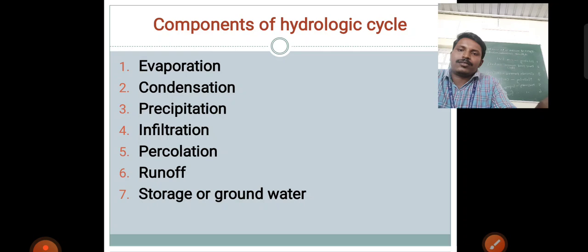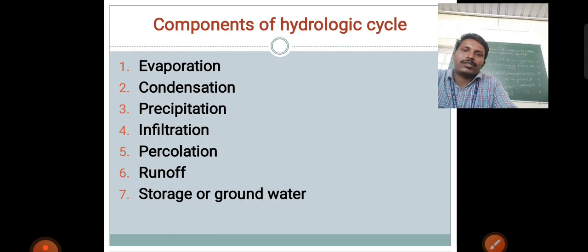Last one, storage. The water is finally stored from the runoff. All the runoff is collected and goes into the oceans or rivers, and it finally reaches the aquifers, which means reservoirs. Above the ground surface, the water reaches rivers, oceans, lakes, etc. Below the ground surface, the water reaches the aquifer or the groundwater table. Here, an aquifer is the water storage place or reservoir.